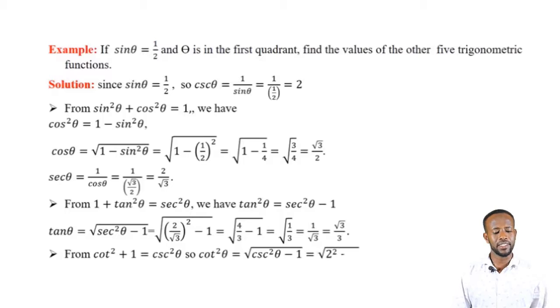But we can use the identity. 1 plus cotangent square theta is equal to cosecant square theta. So cotangent theta will be equal to the square root of cosecant square theta minus 1, which is equal to radical of 2 squared minus 1, which is equal to what? Radical 3. The same. Why? What do you think is the reason we use this formula? To practice the Pythagorean identities.